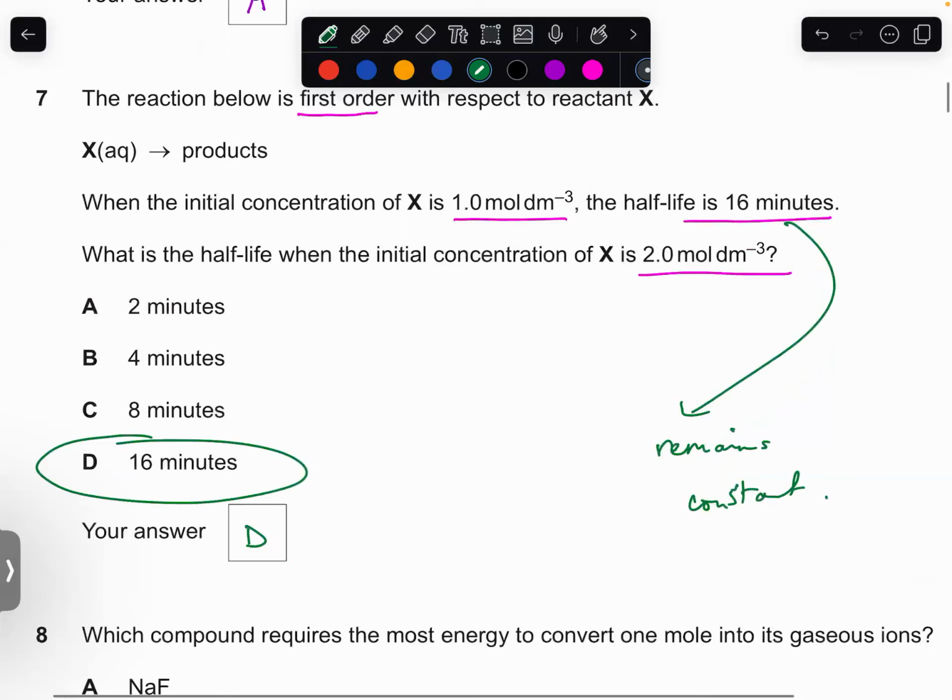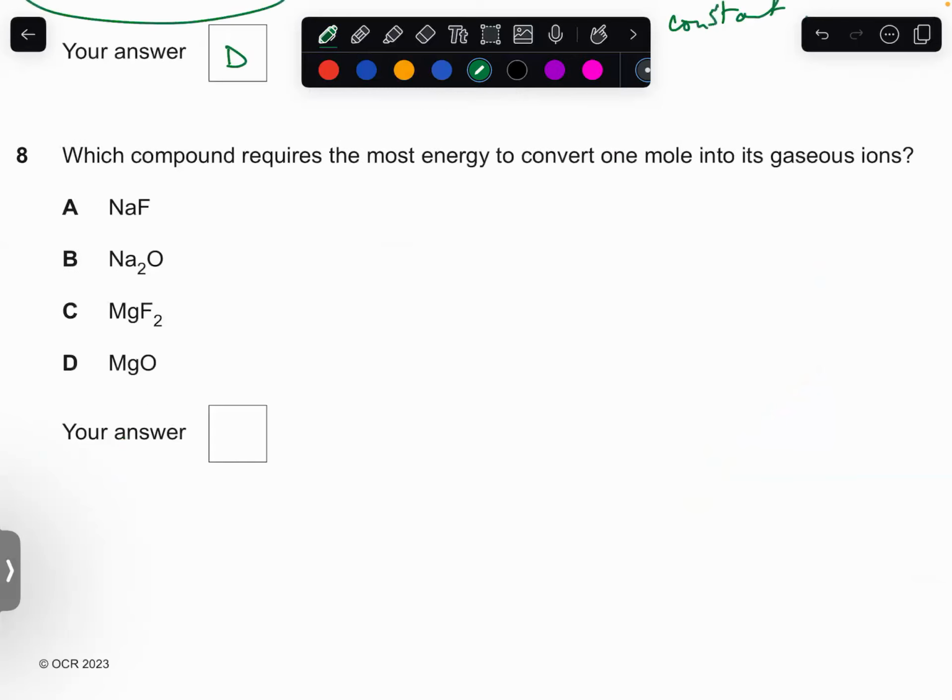Which compound requires the most energy to convert 1 mole into its gaseous ions? Now, you see, this is kind of indirectly linked with lattice enthalpy. Lattice enthalpy is when you've got your gaseous ions forming the ionic compound, but we're looking at the reverse. Here we've got the sodium ion versus the magnesium ion, and the fluoride ion versus the oxide ion. Which compound requires the most energy?